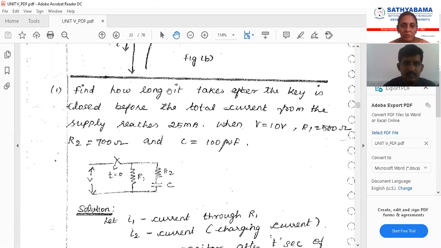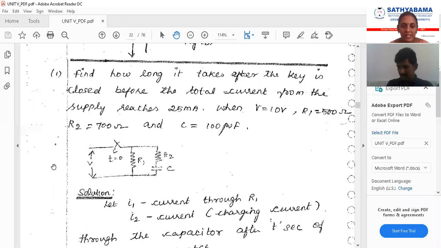So now we will go to the problem. First problem: find how long it takes after the key is closed before the total current from the supply reaches 25 milliamps. When voltage is 10 volts, R1 is 500, R2 is 700 and capacitance is 100 microfarad. So the circuit is given. The circuit consists of two resistors R1 and R2 and a capacitance, and a voltage source is also given. The value for the voltage source is 10 volts.